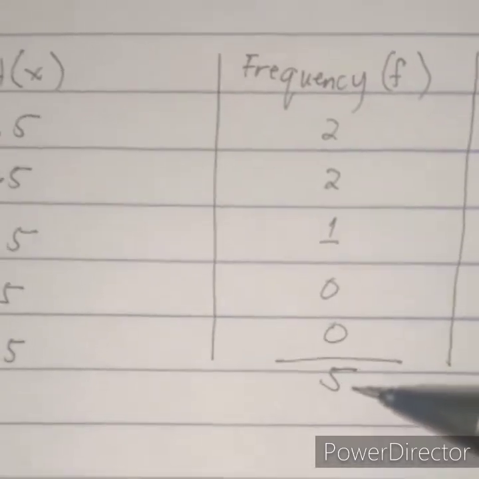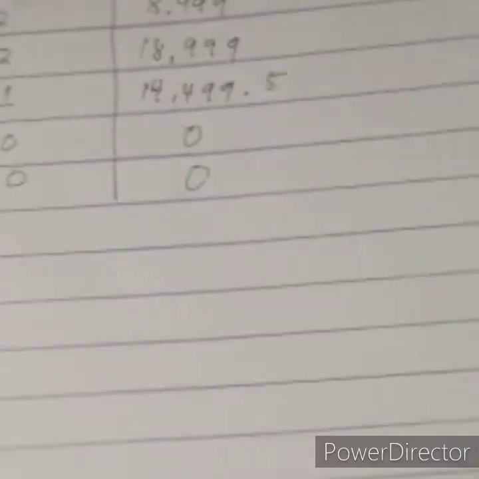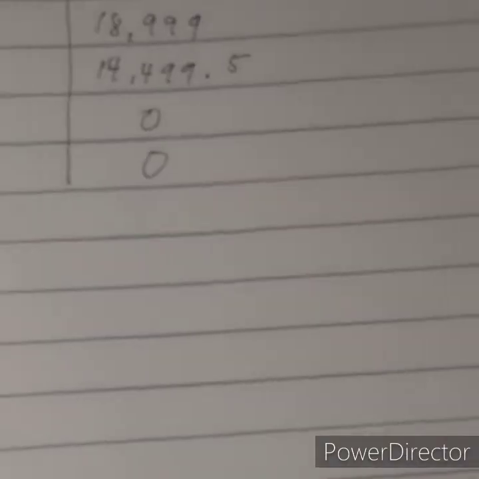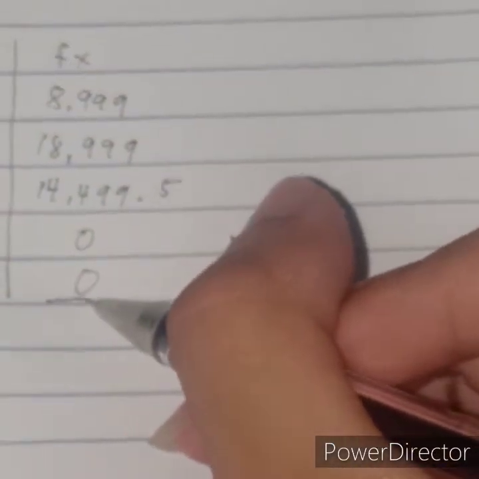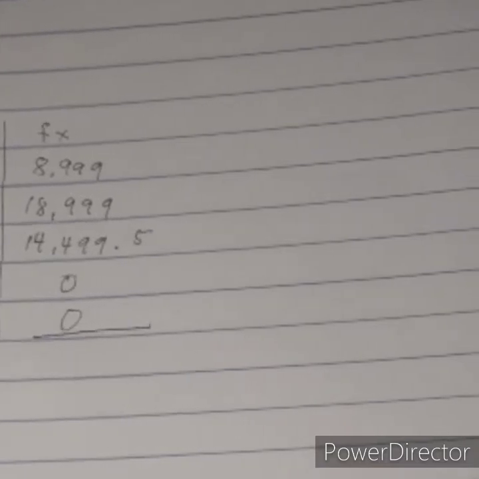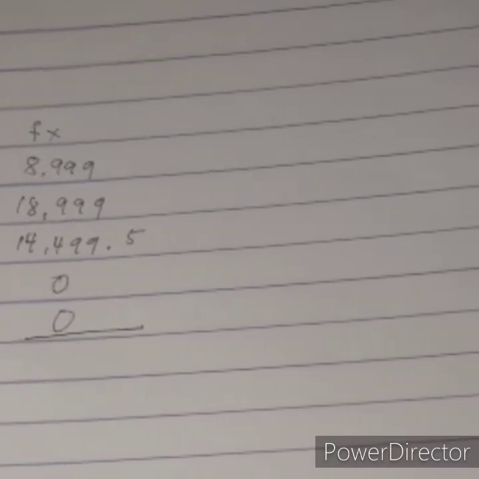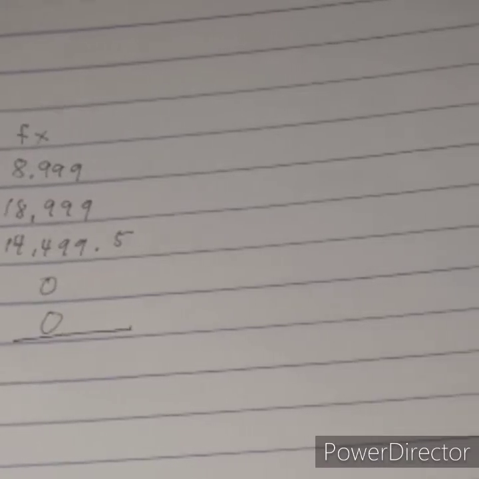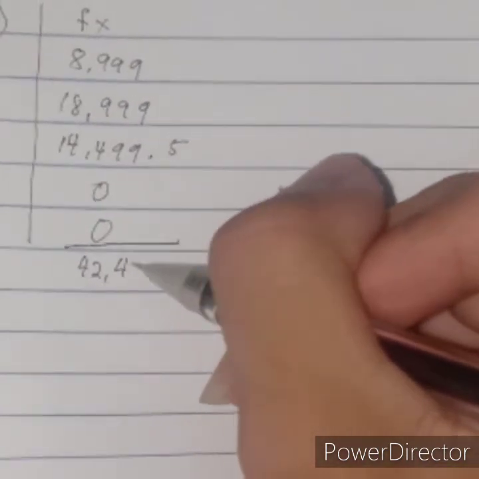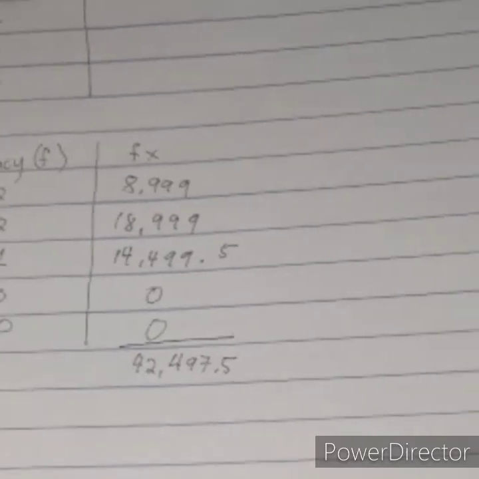Now it will become the total number of data, the one that I will substitute to n. In the formula, we will get the summation of f times x. So 8,999 plus 18,999 plus 14,499.5 is equal to 42,497.5. So there it is. That's the f times x.